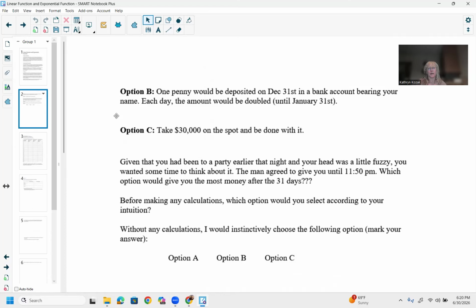Given that you have been to a party earlier that evening and your head is a little fuzzy, you want some time to think about it. The man agrees to give you until 11:50 p.m. Which option would give you the most money after the 31 days? Before making any calculations, which option would you select according to your intuition? Without any calculations, I would instinctively choose the following option, and then mark where your answers are. Would you take option A, option B, or option C? I'm not going to give you my option, but you just write down what option you would go with.